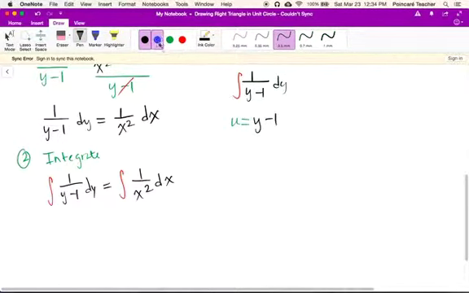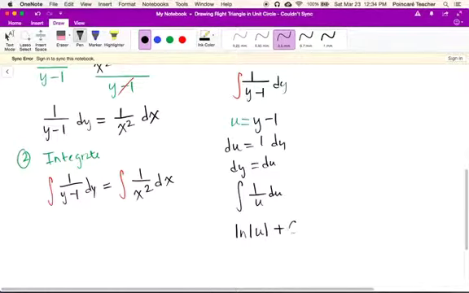So I'm going to let u be y minus 1. Therefore, du is going to be 1 dy, and that means dy equals du. Now I'm going to integrate 1 over u du. We know the integral of 1 over u is ln, the absolute value of u, plus c. And now I'm going to plug in my u, which was y minus 1, plus c. So that's the left side. So I'm going to add it here. So we have the ln of y minus 1 plus c1.